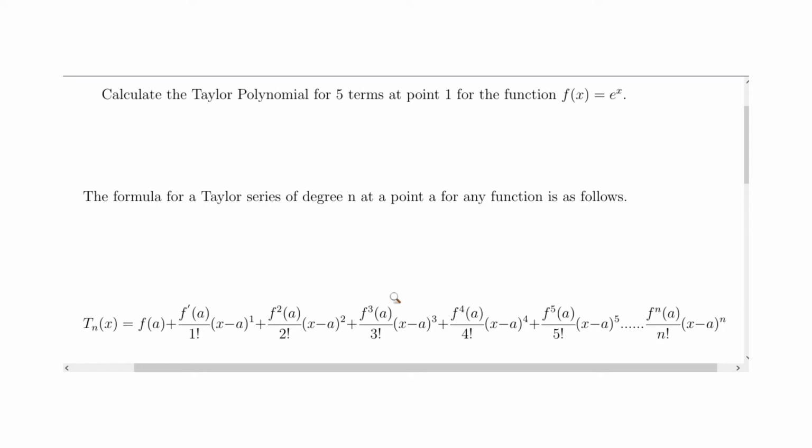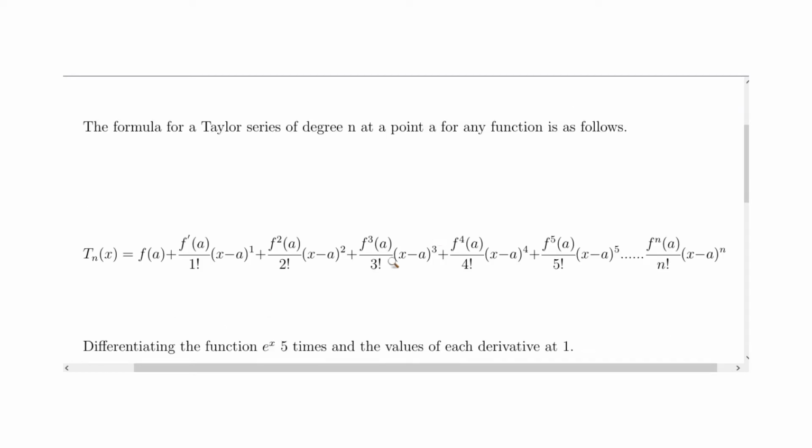So the next thing we need to do is to calculate all these derivatives. We'll do it one stage at a time. We calculate the derivatives, then we'll start substituting some values in, and we'll make a little table up. So here's how we do it. Differentiate the function e to the x 5 times and calculate the values of each derivative at 1.